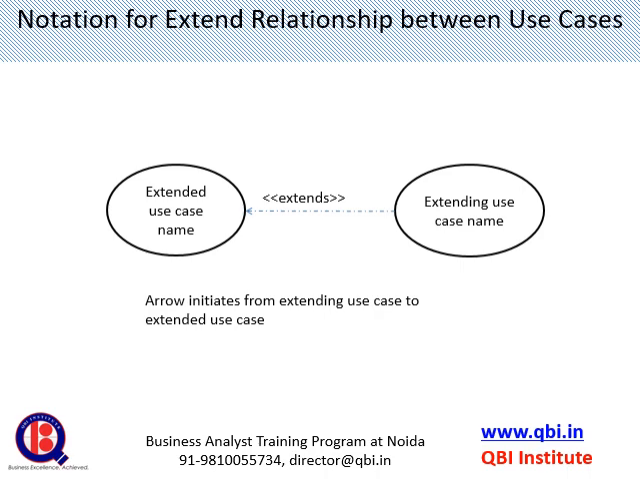Before we move on to certain other topics, let's revise the notation for extend relationship between use cases. So the notation for extend relationship is a dashed arrow, as is shown here, with the word extends written inside the guillemet on the arrow. The arrow initiates from the extending use case and points towards the use case whose functionality gets extended.